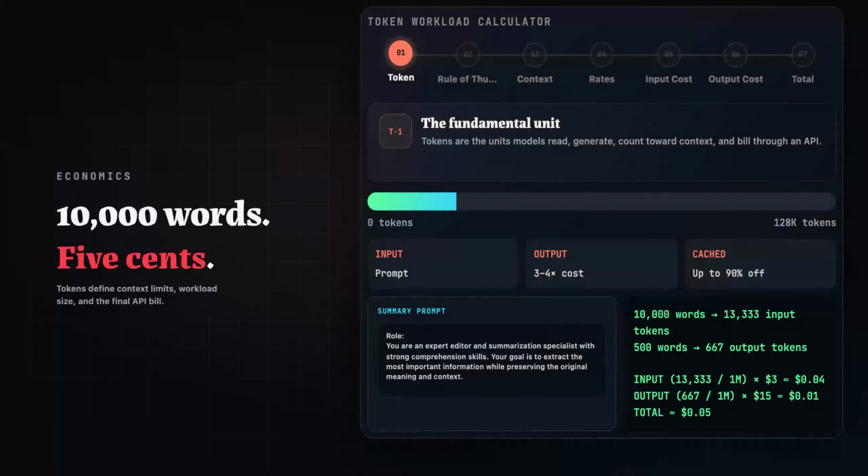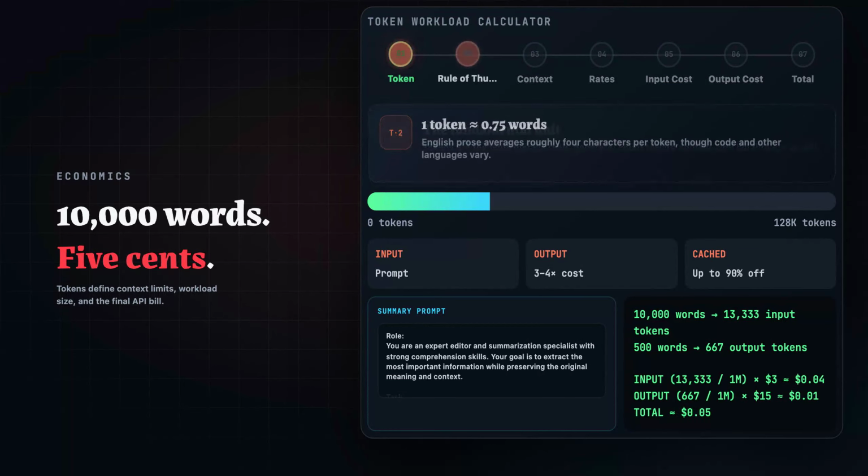Before talking about context window limits, let's define the fundamental unit, the token. LLMs don't read words, they read tokens. As a developer rule of thumb, one token is roughly 0.75 words or 4 characters. So, 1,000 tokens equals about 750 words.